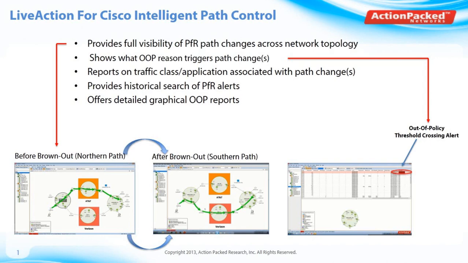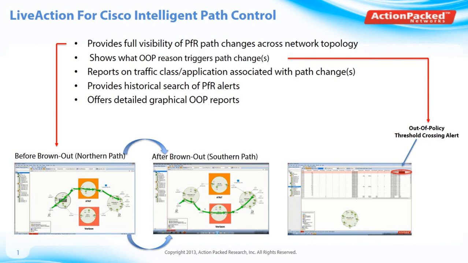Here what you see is before the brownout, the traffic took the northern path, and after the brownout, the traffic takes the southern path. It can also show you the outer policy conditions that trigger the path changes, what application traffic was moved from one provider to another, and all the detailed reports.